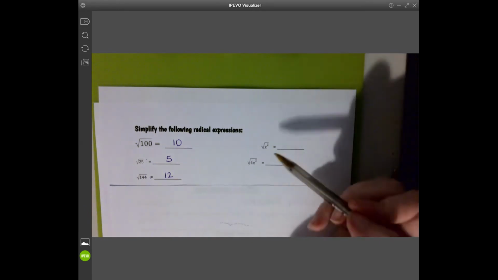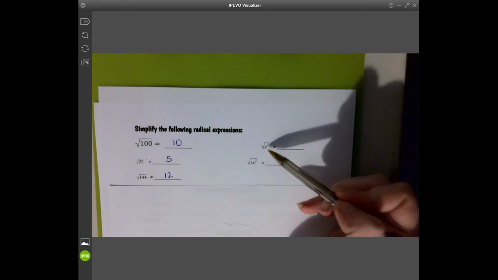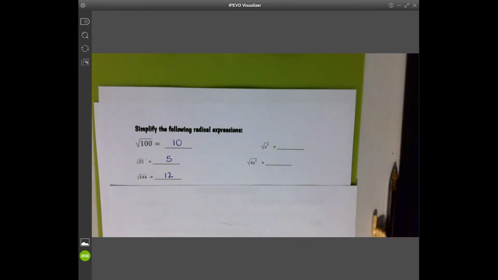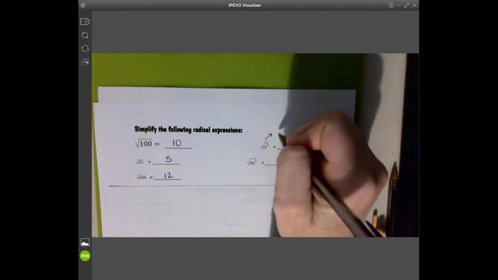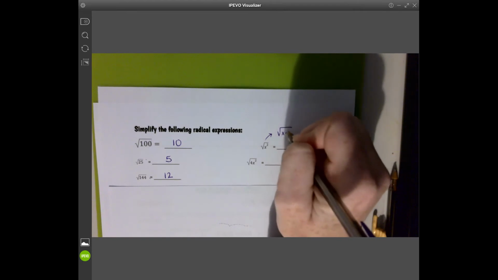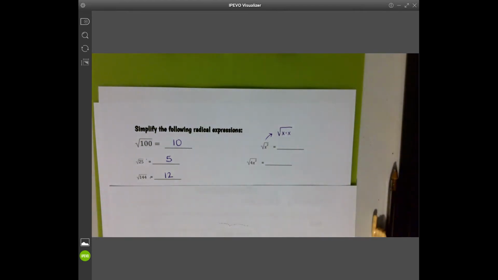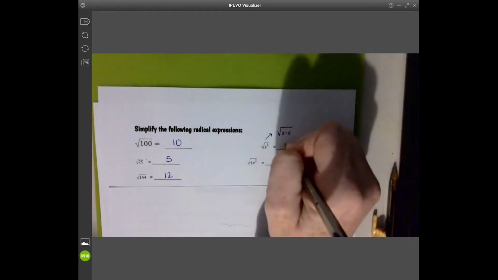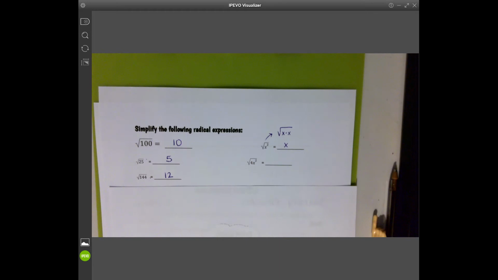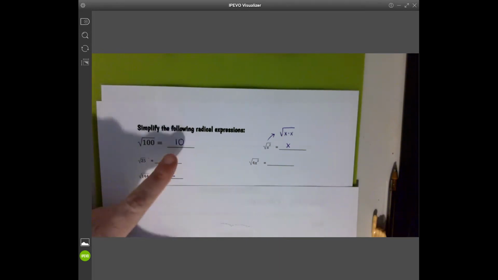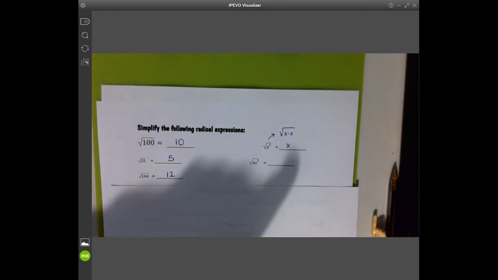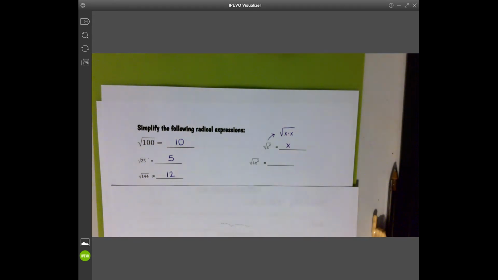Here we have a little more algebraic one: the square root of x squared. What that really looks like is the square root of x times x. You should know that x squared means that we're multiplying x by itself. So what is the square root of x squared? That is simply x. Think about it: 10 times 10 makes 100, so we knew the square root was 10. Here we know x times x is x squared, so our answer is x, just in variable form.